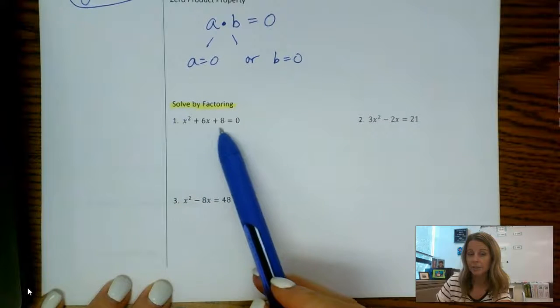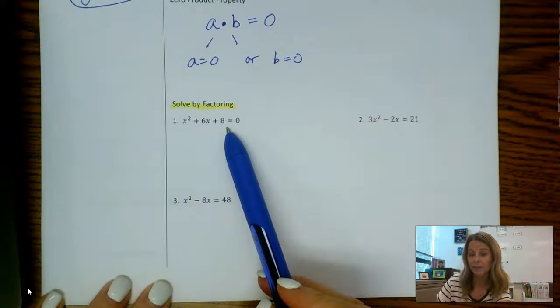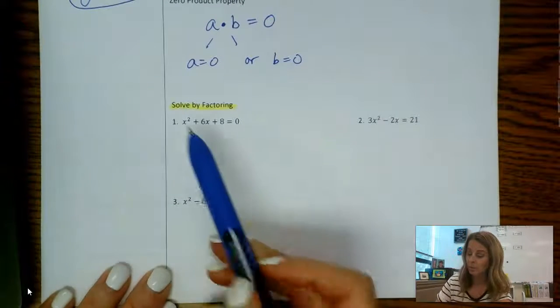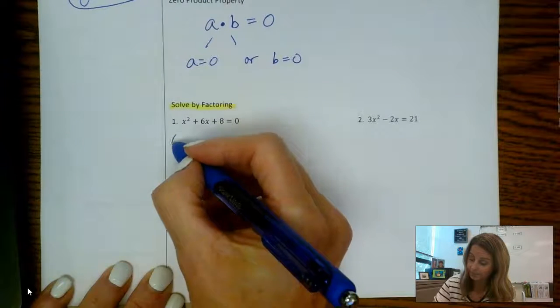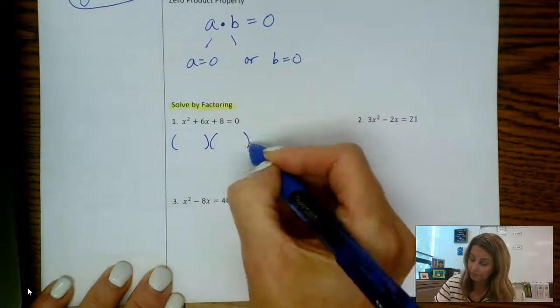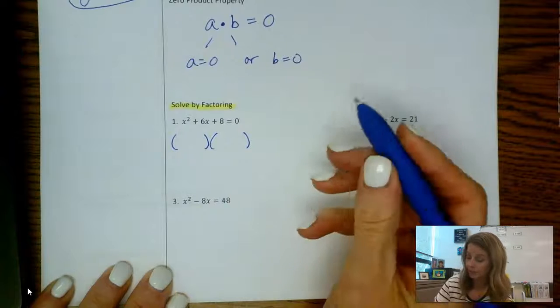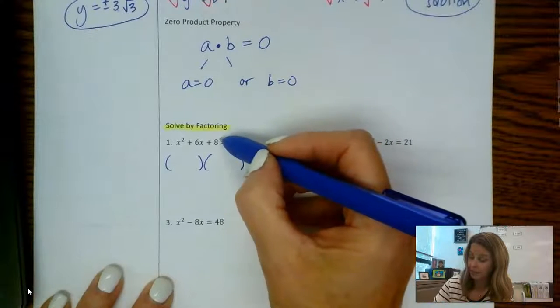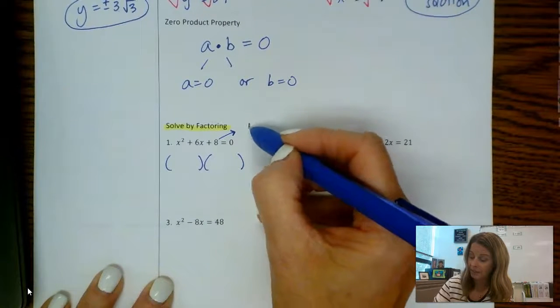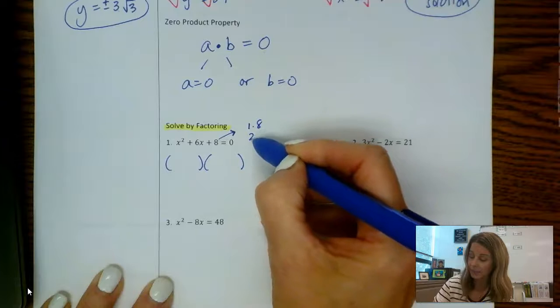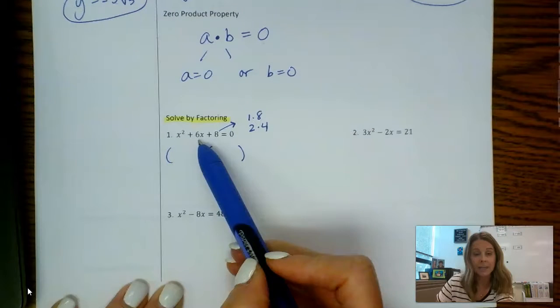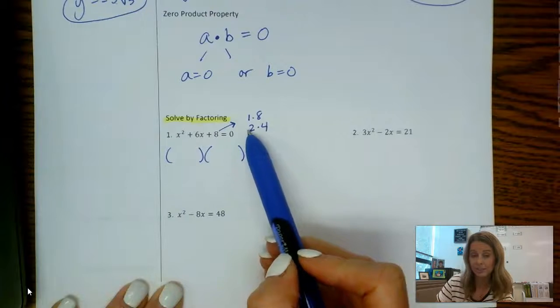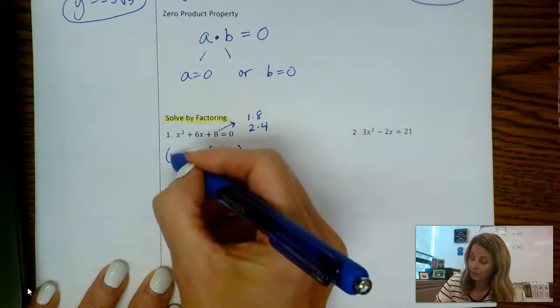I would first double check, do I have a GCF to factor out? And I don't. I'm noticing A is equal to 1, so let's guess and check. I've got factors of 8: 1 times 8, or 2 times 4. I want them to add up to 6, so 4 plus 2 is 6. So I can go ahead and finish factoring.